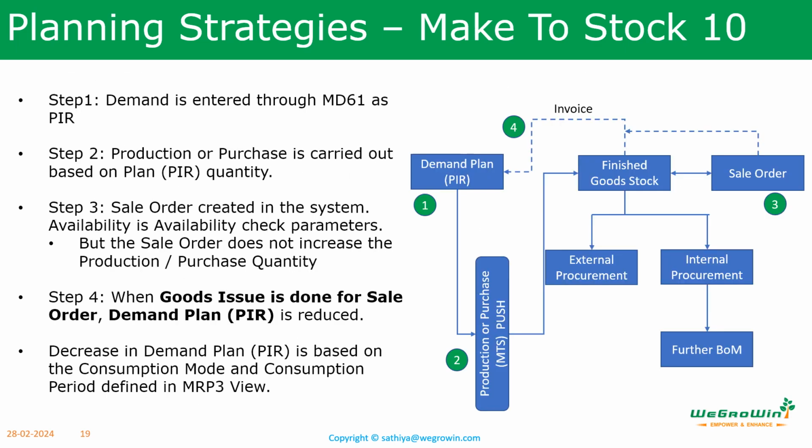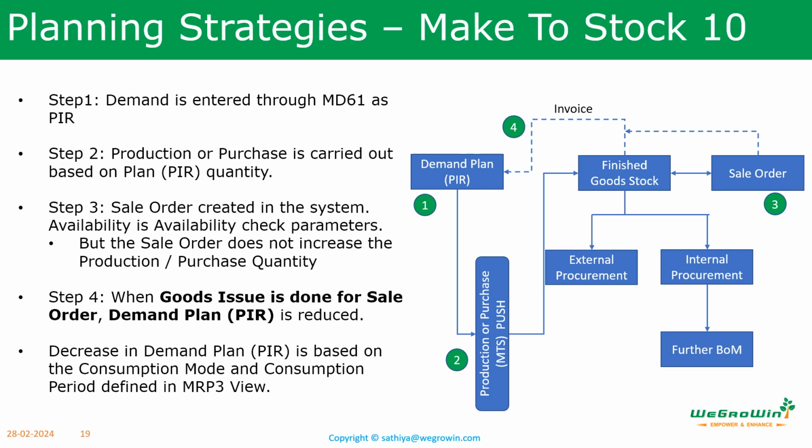How the process works? In step 1, which is also highlighted in green color in the chart, demand is entered, demand plan is entered. In step 2, production or purchase is carried out based on the plan entered in step 1. In step 3, sale order is created, availability is checked based on the availability parameters, but the sales order does not increase the production or purchase quantity.